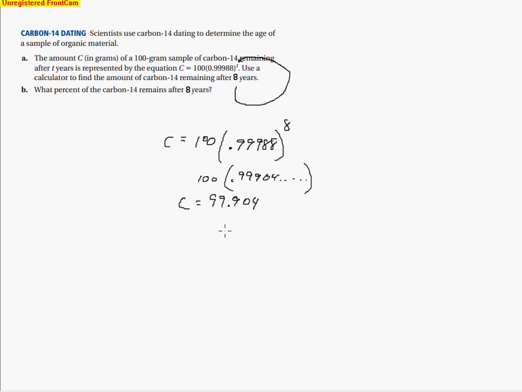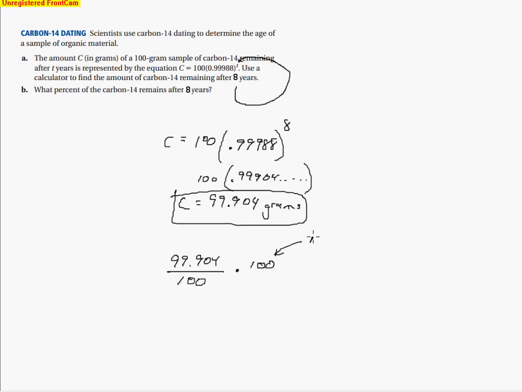And so now I'm going to find out what the percentage is. So I'll go ahead and write down grams. That's what the units of this is. And so now I'm going to go ahead and find out what the percentage of carbon-14 remains after the 8 years. Well, I'll take that 99.904, I divide by the original amount. In this case, the original amount is 100. But then you have to multiply by 100 to change to a percent.